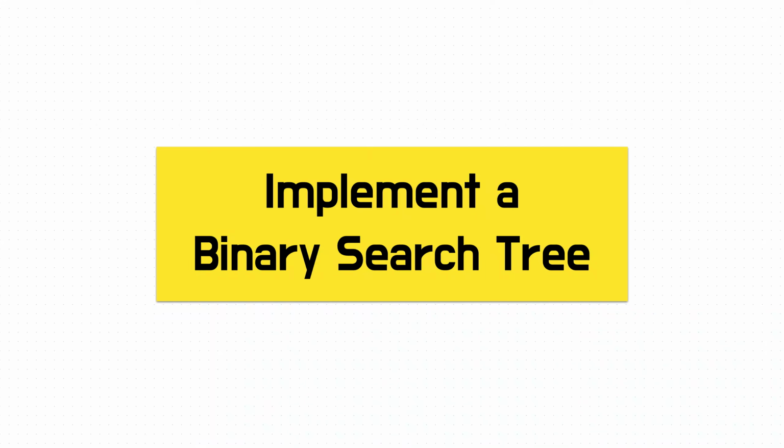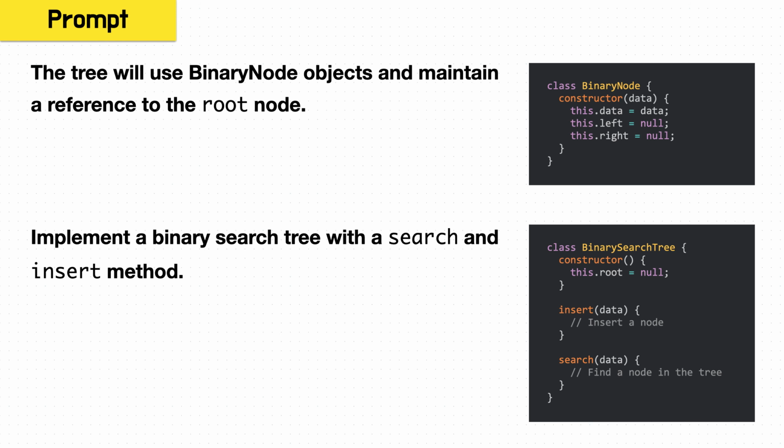Trey here, and in this lesson, we're going to implement a binary search tree. Our binary search tree is going to contain binary nodes. So we have these node objects that will have a left pointer and a right pointer that can point to other nodes, and it's going to have a data property which is going to be an integer. This is what's going to allow us to keep our tree sorted.